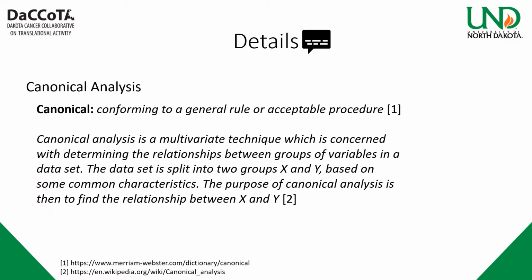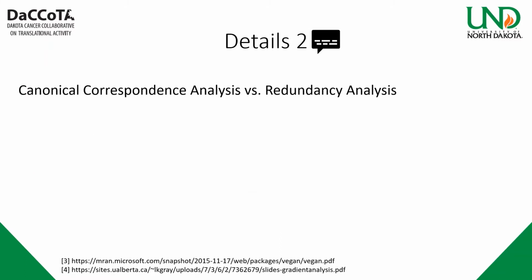Another good definition is that canonical analyses as a whole are multivariate techniques which confirm the relation between a group of variables in a data set, where there are 2 groups, X and Y, U and V, whatever you want to say, and you want to find a relationship between the 2 of them. Not too surprising or confusing on a broad scope level. But let's dig down a little bit more into what makes different types different.